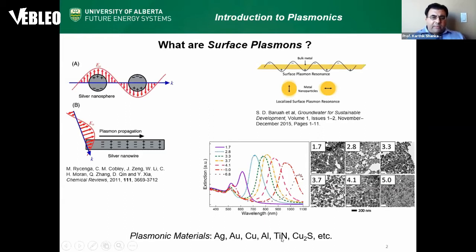You have the transition metal nitrides, titanium nitride, hafnium nitride, zirconium nitride, which are very interesting because they're ceramics and are a lot less expensive compared to noble metals. Also copper and aluminum, which are base metals, do have plasmon resonances in the visible and the near infrared regime, provided they have very specific shapes and dielectric environment.